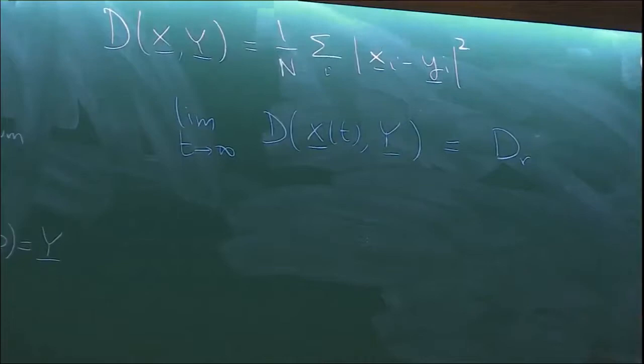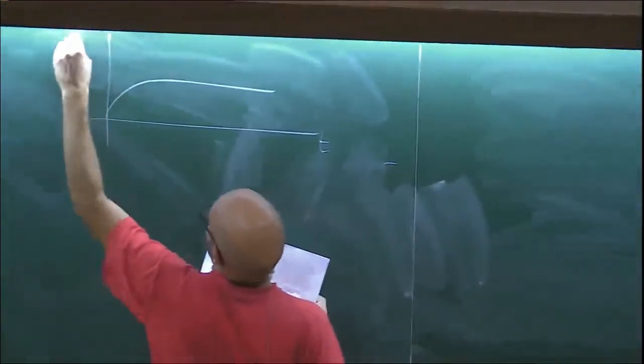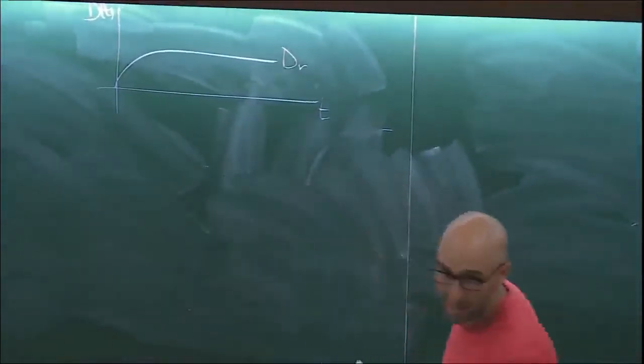So as before, it will reach some plateau, okay? And this plateau, I call it d_R, which means I cannot diffuse away from the original configuration. Now, the other thing that I can do, and then this limit t to infinity means t large, but not larger than the relaxation time of the structure, if I am in finite dimension.